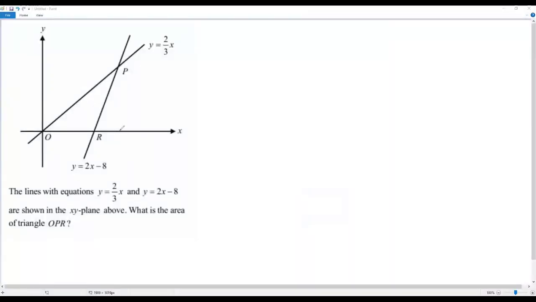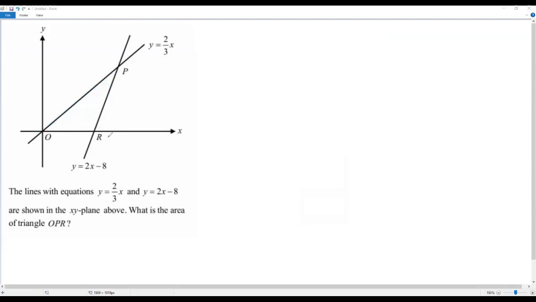Here we have a SAT math problem. Okay, let's go to the question. The lines with the equations y equals 2/3 times x and y equals 2x minus 8 are shown in the xy-plane above. What is the area of triangle OPR? Okay, so we have to find the area of this triangle OPR.